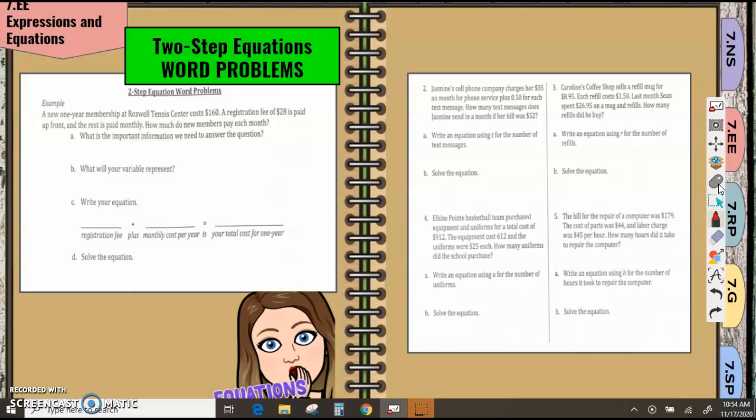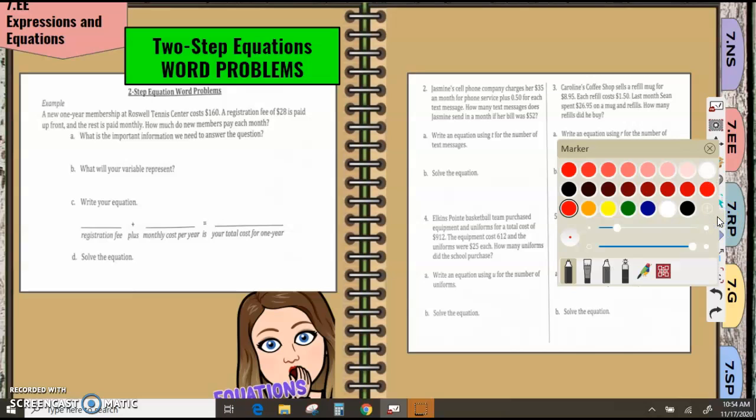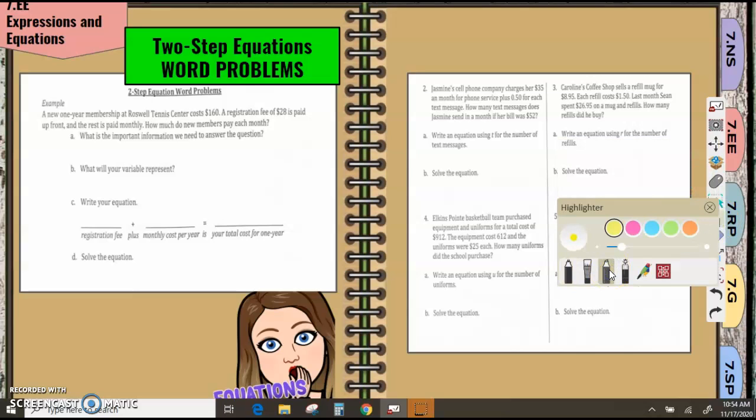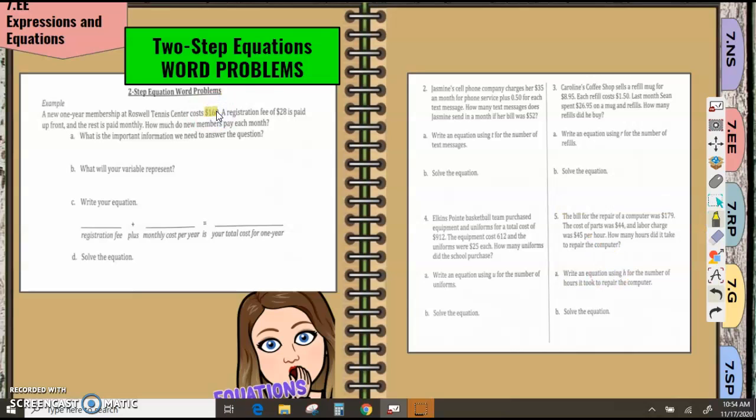So the first thing you need to do when you're solving equations is figure out what's the important information, because sometimes they give us stuff that's not really needed. Sometimes they give us more numbers than what is needed. Sometimes they give you exactly what you need, but you need to know what the important stuff represents. So the total cost is $160. So that's important information because we're solving equations.